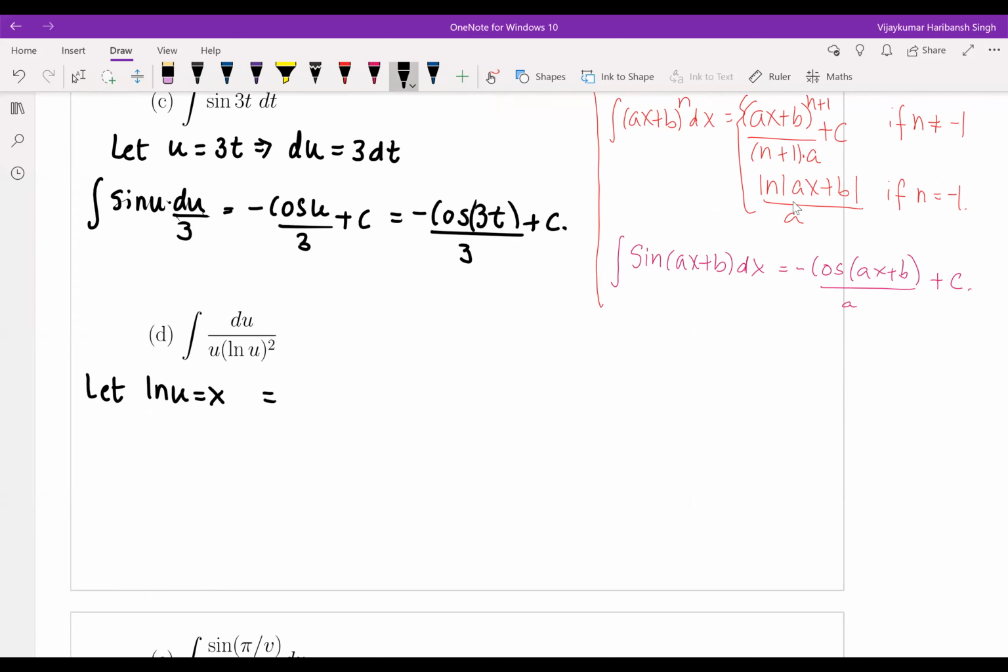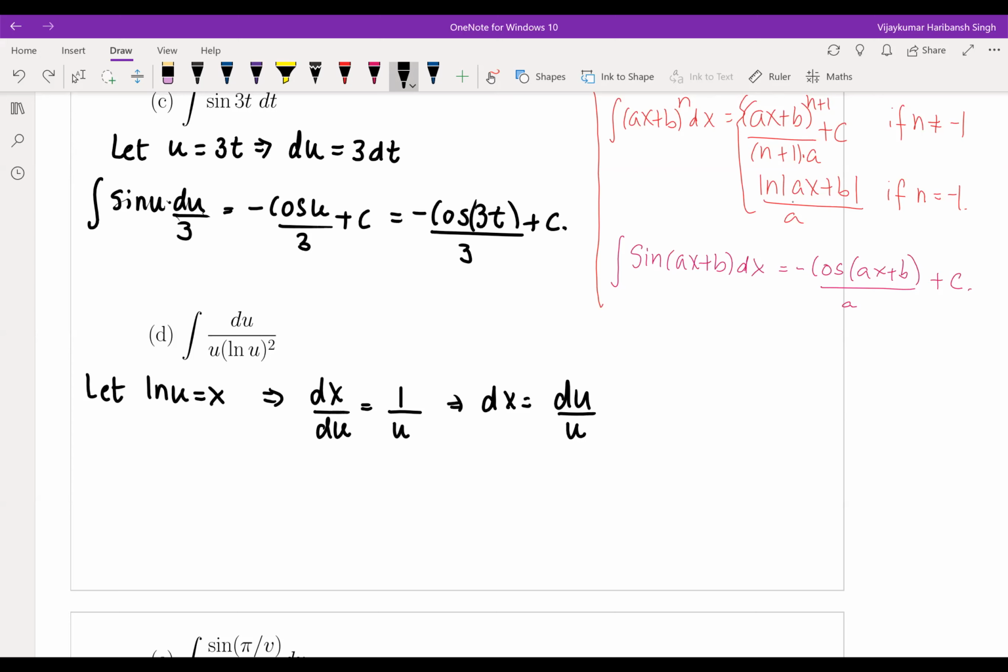So this implies dx by du. We want to write everything in terms of x now. So dx by du is going to be the derivative of ln u with respect to u, which is 1 over u, not 1 over x. Or this implies dx equals du over u. Why did I choose that? Because I need to replace this guy now.